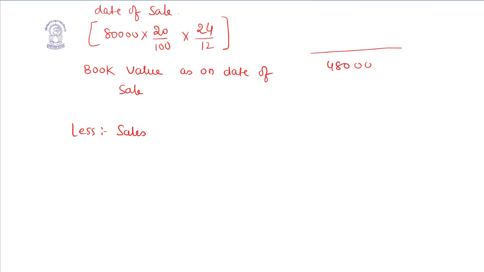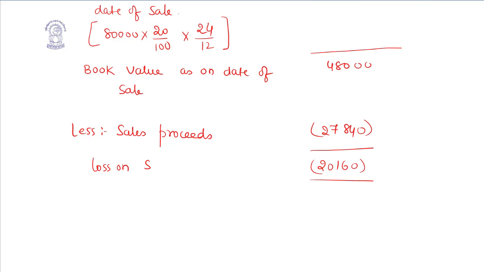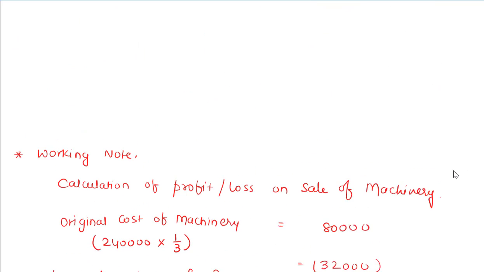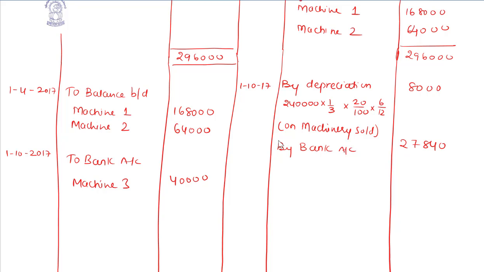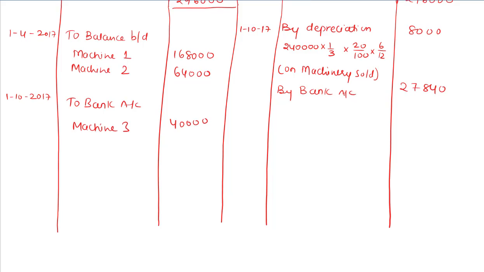Less sales proceeds. We sold this machinery for 27,840, so we made a loss of 20,160. This is the loss on sale of machinery. This loss on sale of machinery, 20,160, needs to be accounted for.